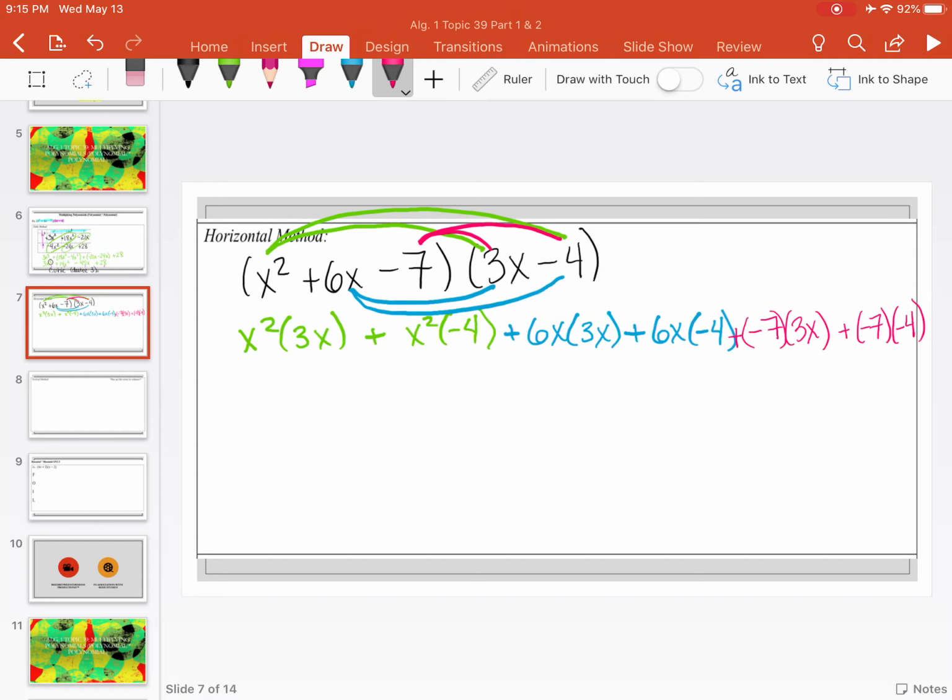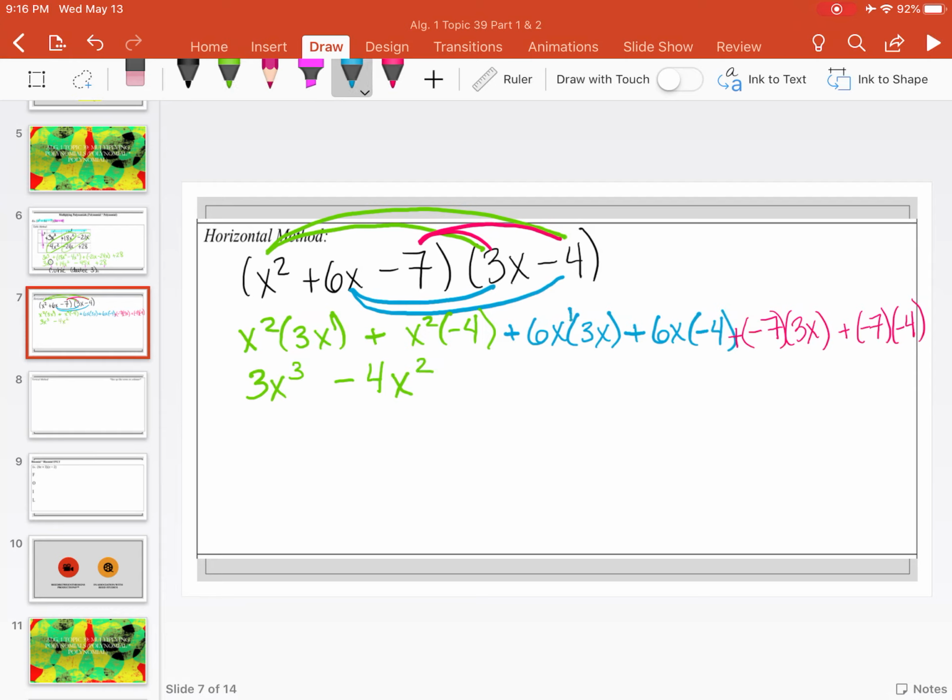Make sure we're adding the terms. So I just put parentheses around the negative 7 to clarify that. Now I can go through and simplify. X squared times 3x. Remember, this is 3x to the first power. X squared times 3x gives me 3x cubed. X squared times negative 4 is negative 4x squared.